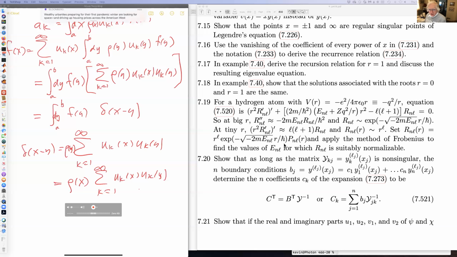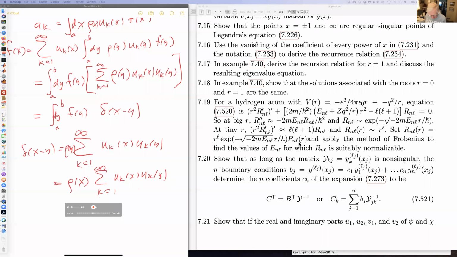In other words, you apply the method of Frobenius to this differential equation for P_nl, and when you do that, you're going to find a recursion relation that will lead to an infinite series, and you want to pick the values of E_nl that will make the infinite series terminate, so that this capital R is r to the l, e to the minus r, times a polynomial, and that's really quite nice.